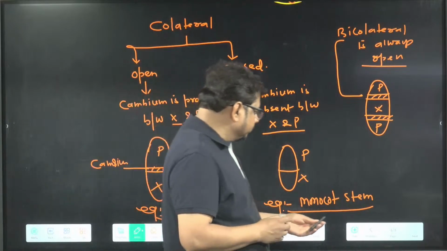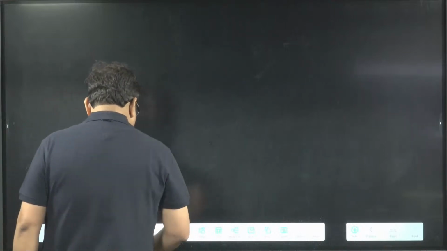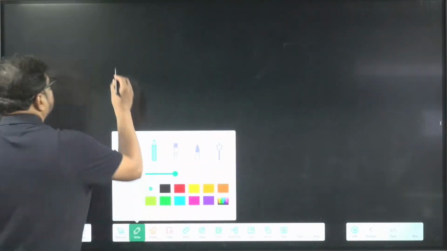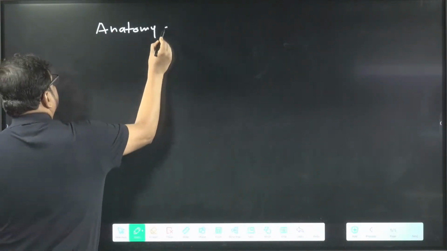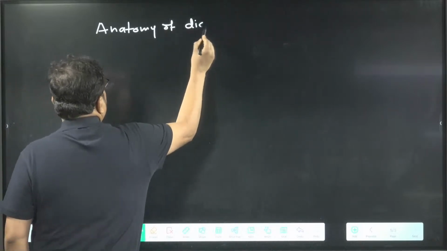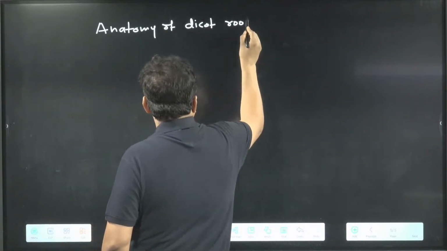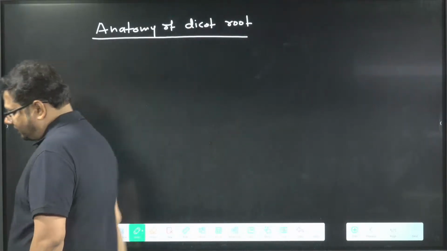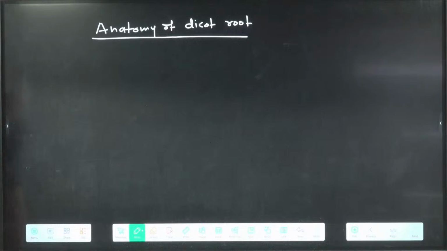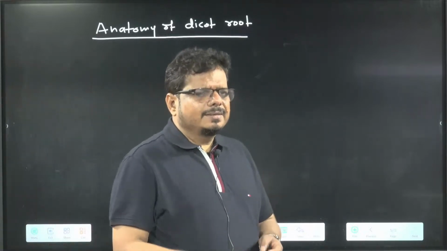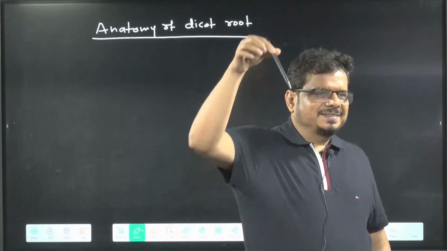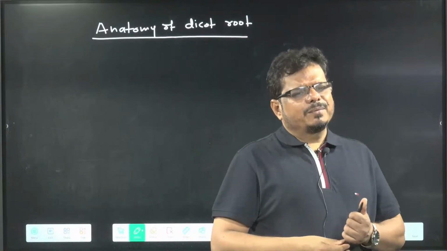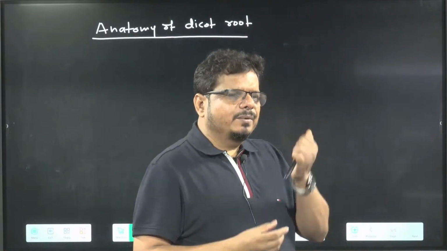Have a look. Now we are going to discuss the anatomy of dicot root. So look here, I am just giving you some basic idea. Suppose that this is a root. So when we go for a study of its anatomy, what will I do?